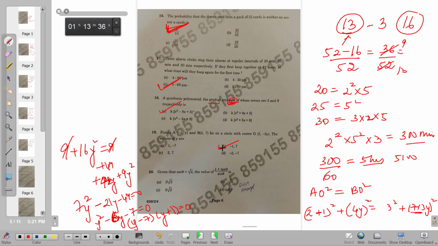Okay. Next one, sec theta is equal to root 2. If sec theta is equal to root 2, that means theta is equal to 45 degrees. So 1 plus tan theta, that will be 1 plus 1 by sine theta, which is 1 by root 2. So you're getting 2 divided by 1 by root 2, which is same as 2 into root 2. So you're going to get option A as the answer over here.